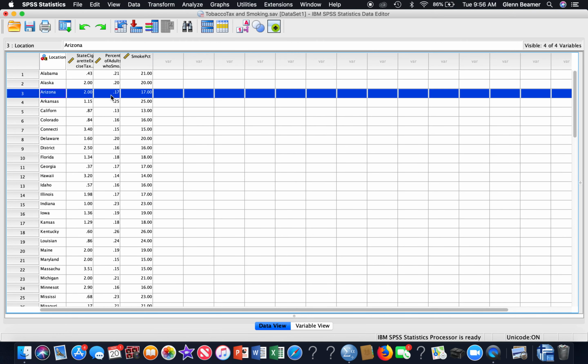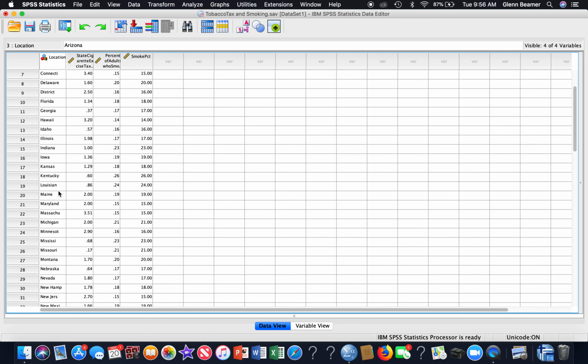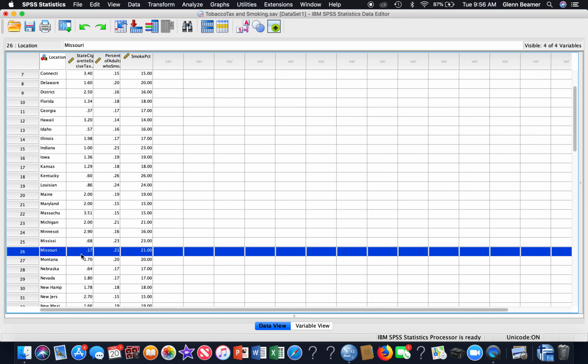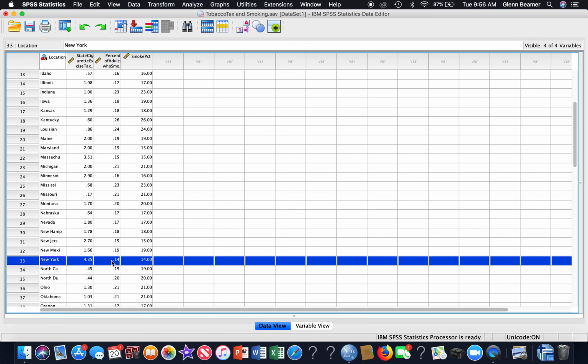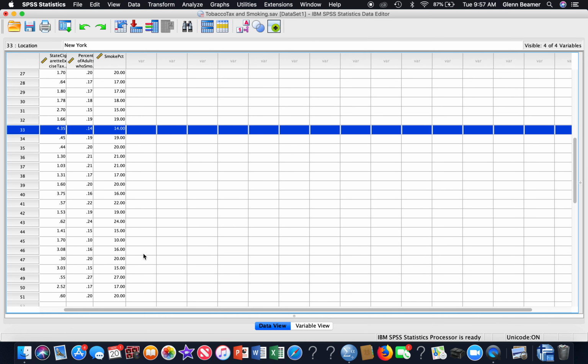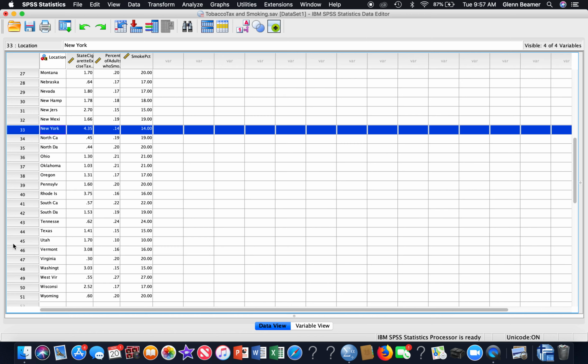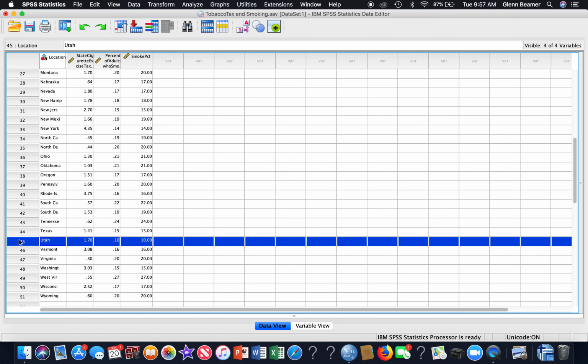Arizona has a $2 tax and 17% of people smoke. I happen to know that the lowest state tax is Missouri, which has 17 cents and 21% of people smoke. The highest state tax is in New York, which is $4.35 a pack, and 14% of people smoke. That 10% comes, perhaps not surprisingly, from the state of Utah, which has a large Mormon population which doesn't smoke. They charge $1.70 a pack and only have 10% smokers. So that's the first step.